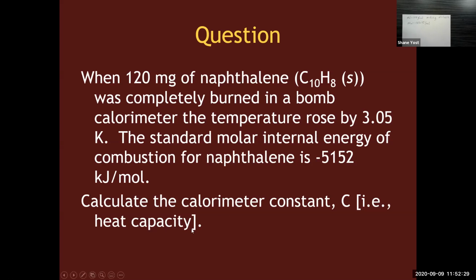Okay. So in this problem, we're burning 120 milligrams of naphthalene. That changes the temperature by 3.85 Kelvin. I know the molar internal energy of combustion is minus 5.152 kilojoules per mole. I forgot the per mole when I originally had the problem up here, so I added that quickly. A molar change, standard molar internal energy, means per mole. If the name of something says the molar value of something, that is the per mole value of that thing, okay?